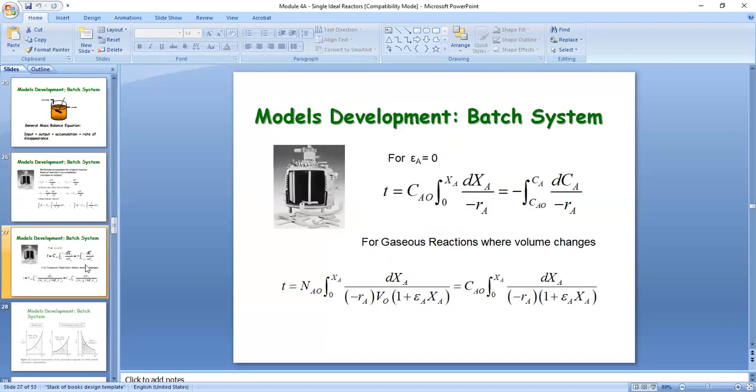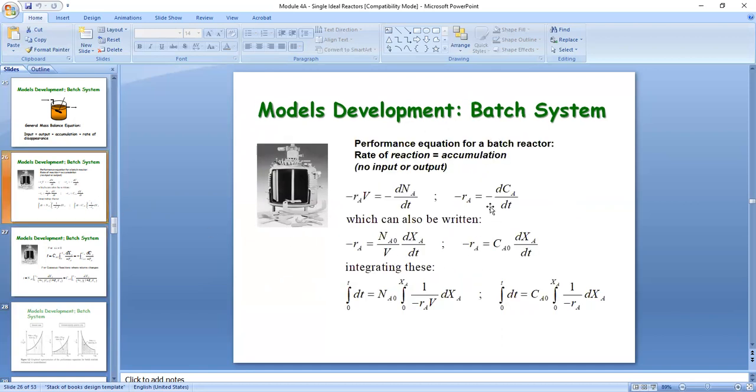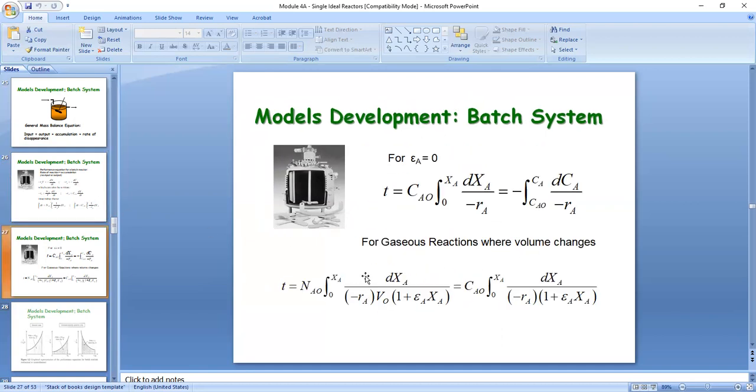Now, for a constant density system, wherein the fractional change in the volume is 0, epsilon_A equals 0. I hope you haven't forgotten about it. So for a constant density system, your fractional change in the volume is 0, and your formula would be something like this. So as to the different forms of the performance equation, this would be it.